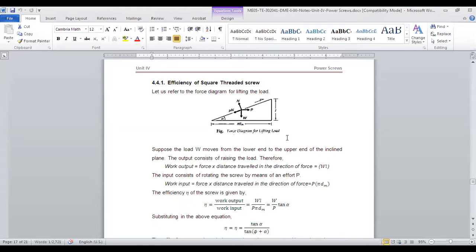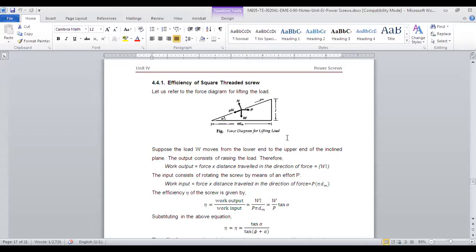So the output: your load will be raised by distance L. L is the lead. One rotation of your screw, it will go up by L. L is equal to number of starts multiplied by pitch. When you rotate a screw by 360 degrees, it will go up by distance L. So the work done will be W into L. That is your work output in the case of raising the load. You are raising your weight or load W by distance L.